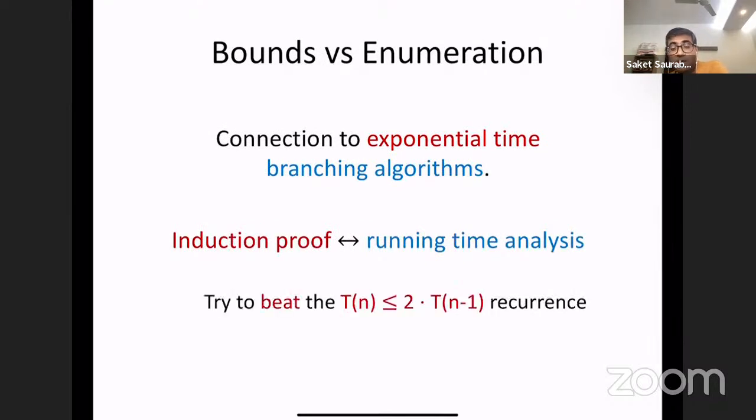And what is our goal? Our goal always is to beat the following kind of recurrence: T of n is at most 2 to the power t n minus 1. Why? Because what does this recurrence correspond to?